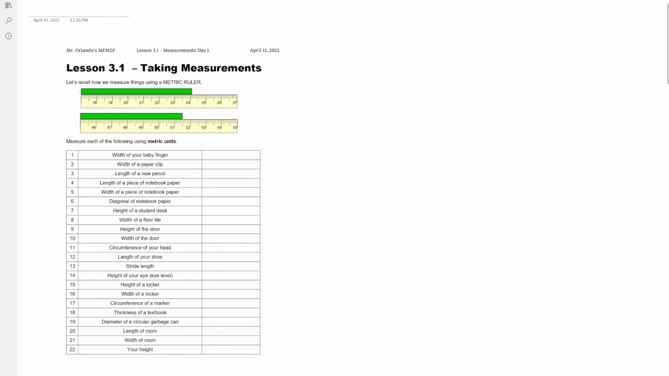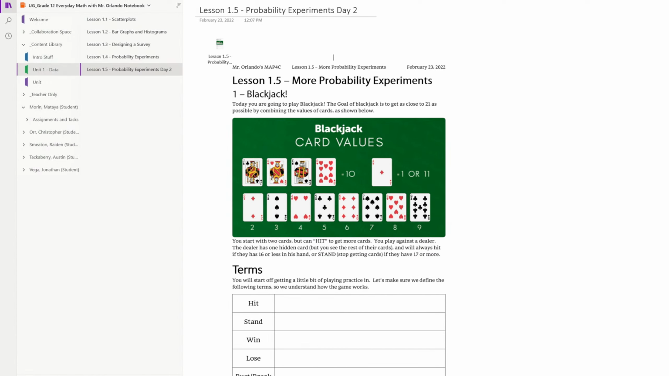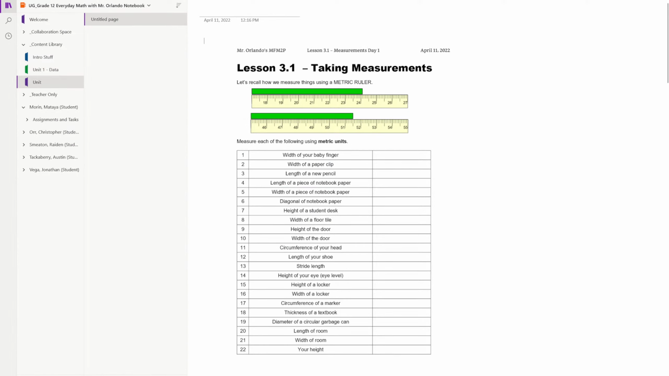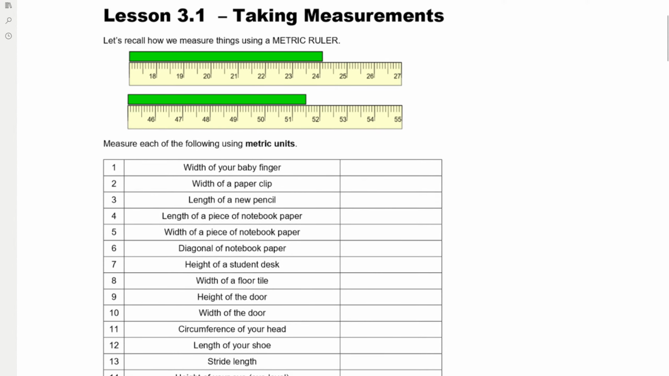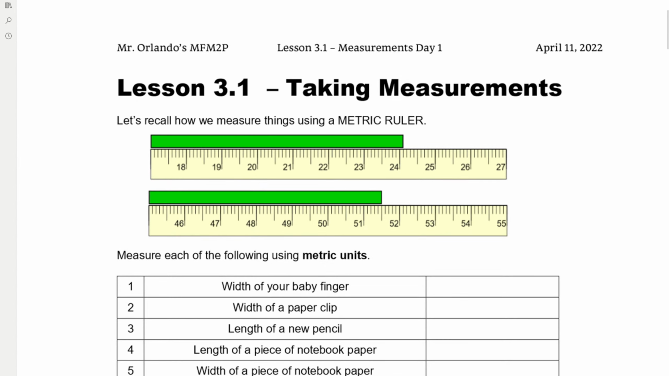Get excited. So today we are looking at metric and imperial measurements. I'll walk you through this, and you can get doing what you're doing there. So, there we go. That shouldn't have happened. Okay, so here's the note you'll have today, lesson 3.1, taking measurements.